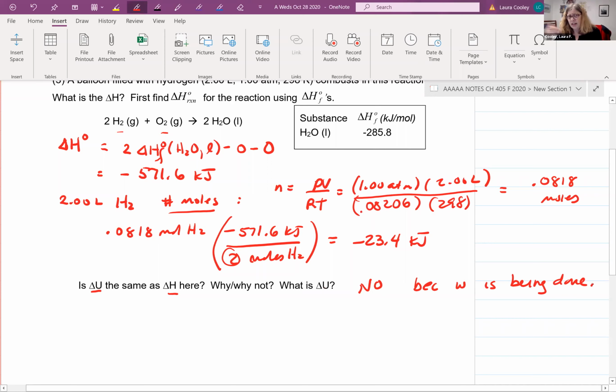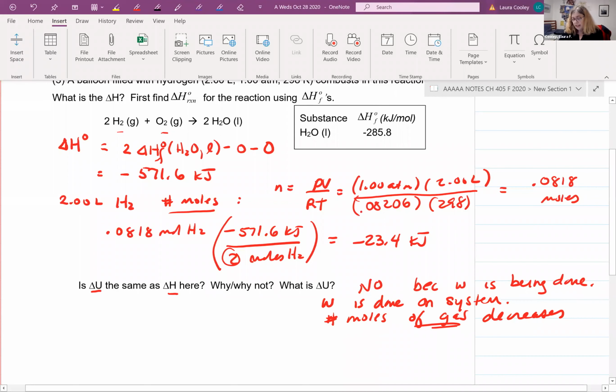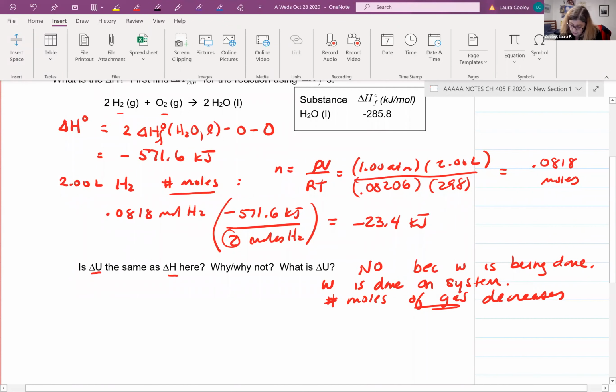It doesn't matter whether it's done on or by the system, it's work. If it expanded, it would be different. If it contracted, it would be different. If it stayed the same, it would be the same, if there was no expansion work and that was the only kind of work we were considering. And in this case, you are right, work is done on the system. That's because of the number of moles of gas, we only care about the moles of gas because it's the gas that's making it have a certain volume. So the volume is decreasing.